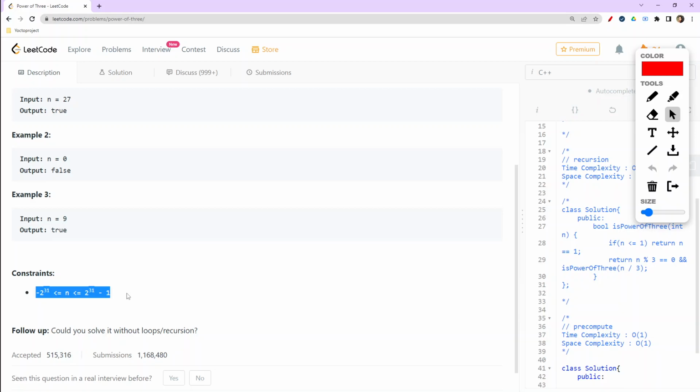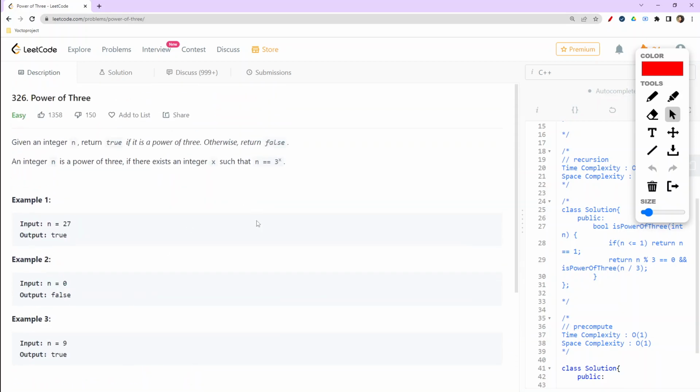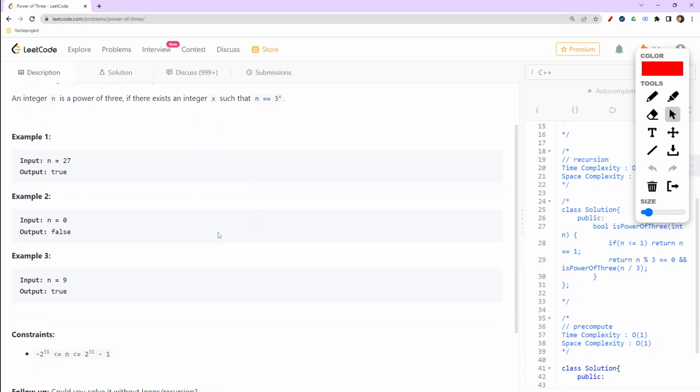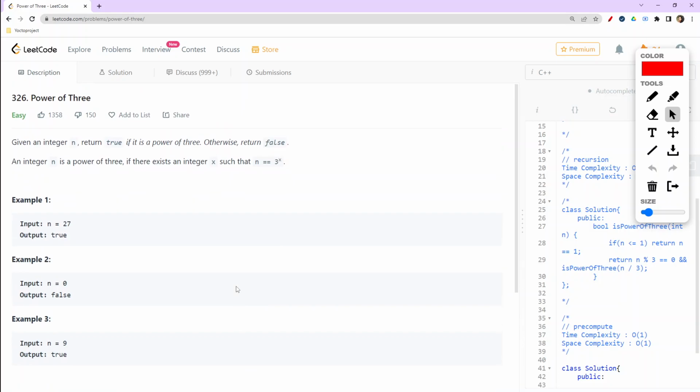Basically n could be a negative integer also and a positive integer also, and the range is about 2 raised to power 31. But it is clearly mentioned that it is power of 3, not the power of negative 3. So you'll get to know soon what I really want to hint at. But let us go through the nice solution of this question first. Because they have given us a follow-up: could you solve it without using loop or recursion? So first let's start with the loop and recursion, then we'll check how we can do it without loop or recursion.